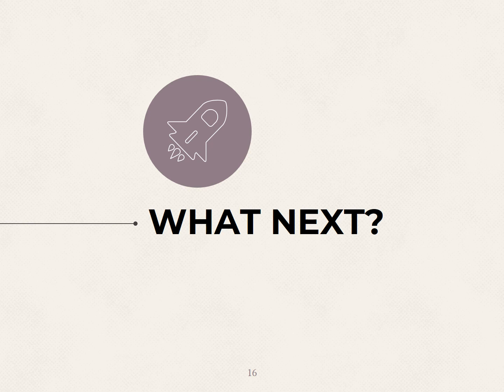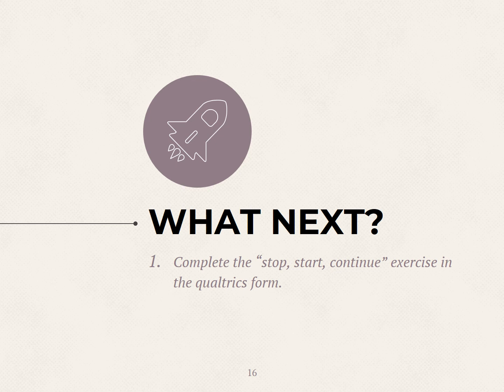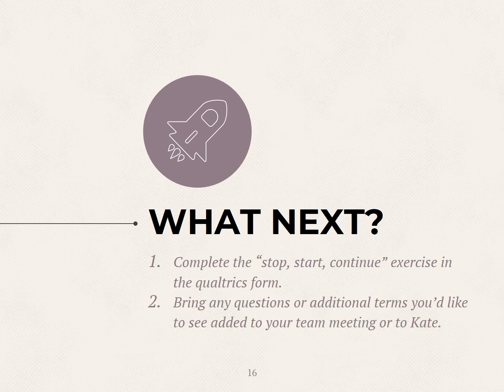Now that you have the terms to switch to and the tools to engage in the conversation about inclusive language, what's next? The Qualtrics form you'll fill out is a stop, start, continue exercise. Take a few moments to think about your own language and where you want to do better. Then tell us, what about your language choices do you want to stop? Which of the tools or terms you've seen here do you want to start using? And which of your current behaviors do you want to continue? Beyond that, be prepared to talk about this training with your team, your supervisor, and me.